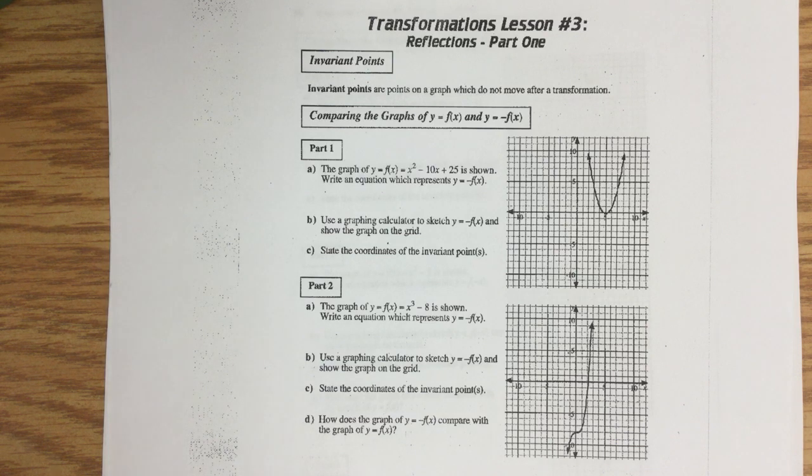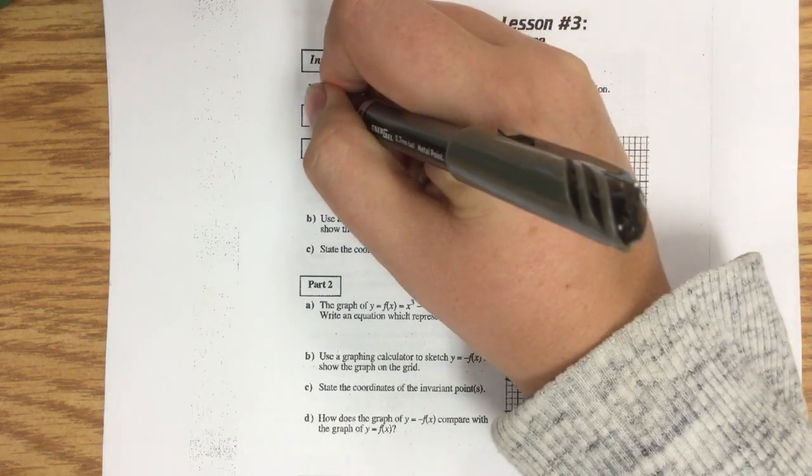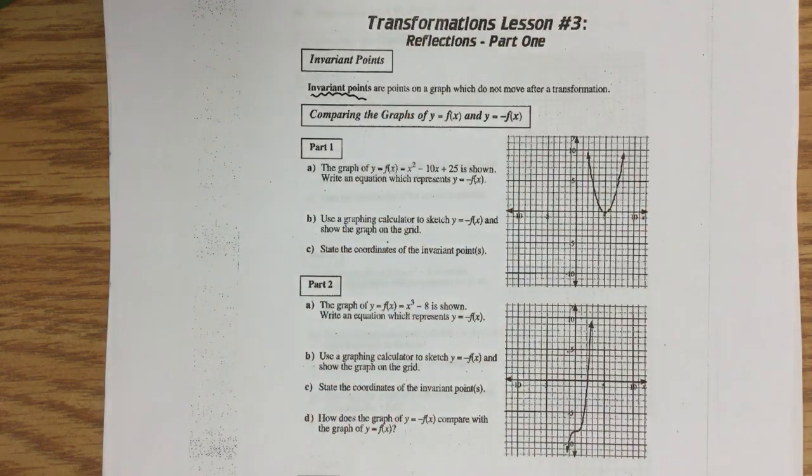So moving on from translations, there is a definition at the top of the page. Underline, star, highlight that for yourself. You need to be able to recognize the term invariant points when it's used in a multiple choice question or numerical response or written anything. So an invariant point is a point on the graph which does not move after transformation. We say it's invariant, varying meaning changing, so invariant, not changing.